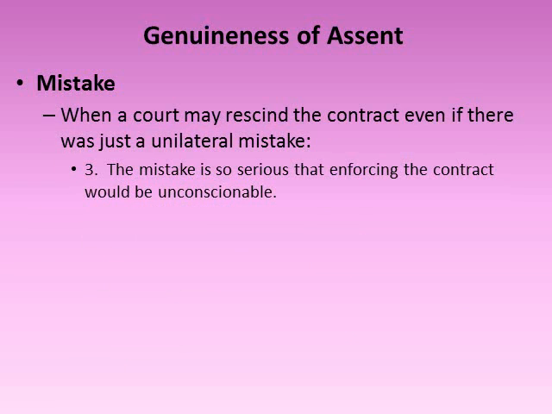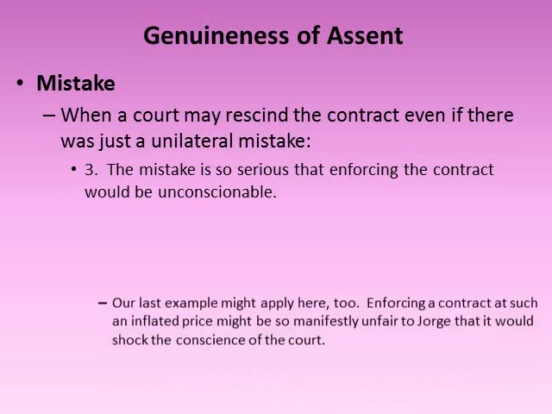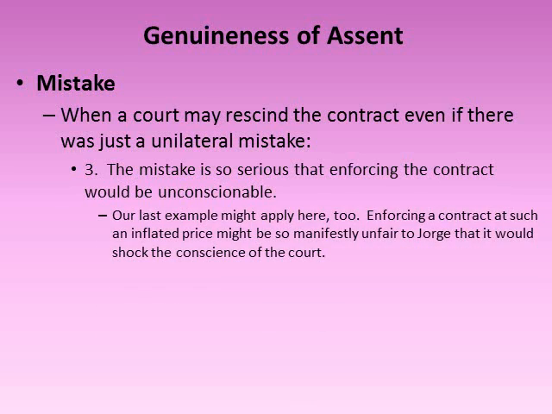One more situation with a unilateral mistake where we may still allow rescission is where the mistake is so serious that enforcing the contract would be unconscionable. Remember what unconscionability is. Well, maybe our last example would work here too, because enforcing this contract on poor Jorge because he had a careless secretary, and making him pay 10 times the value of this furniture, that's going to be really, really unfair to Jorge. He'll probably go bankrupt, have to close his restaurant, fire all his waitresses and all that kind of stuff. And so a court might, even for this reason, not enforce a contract like that.